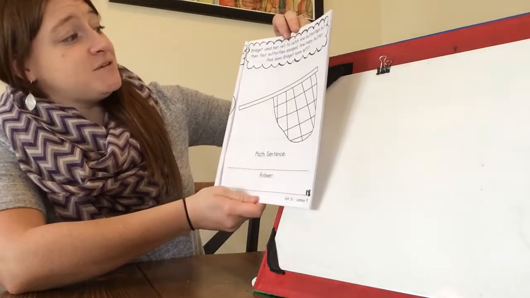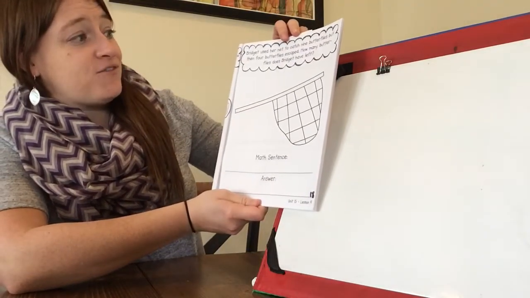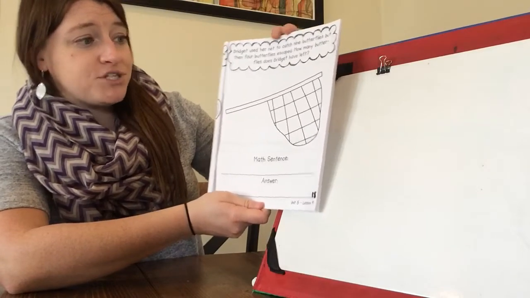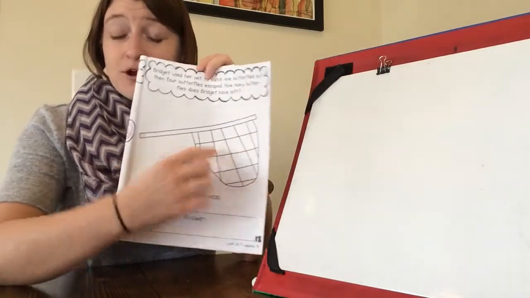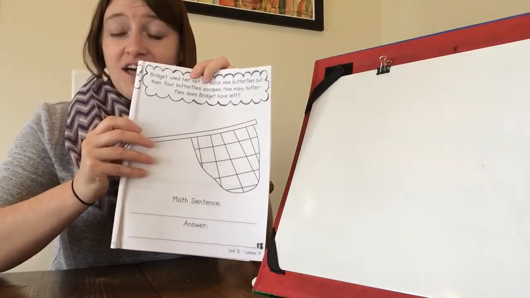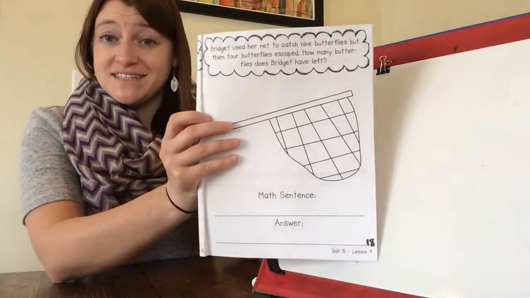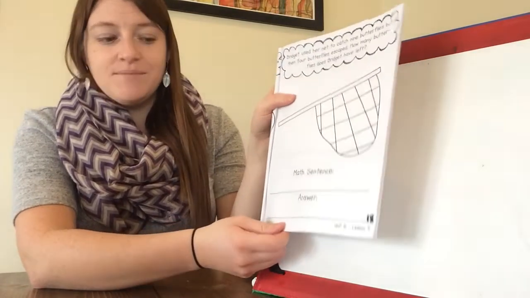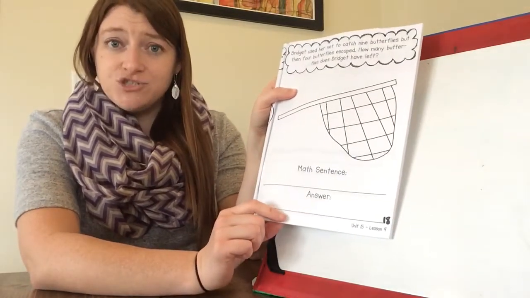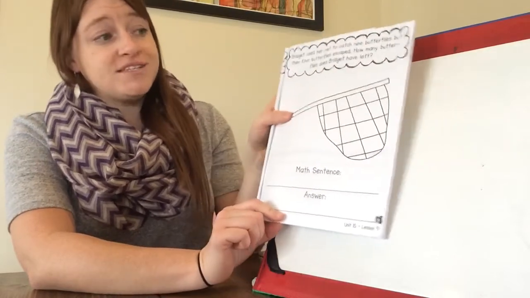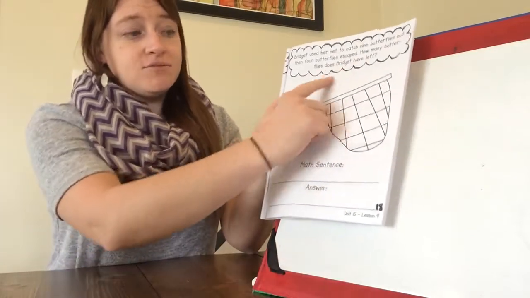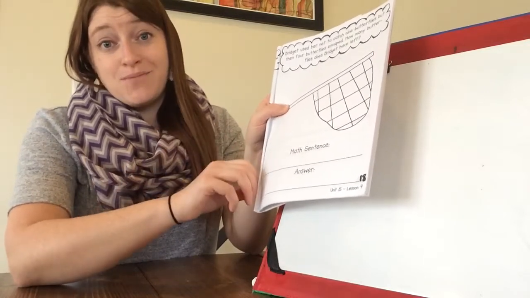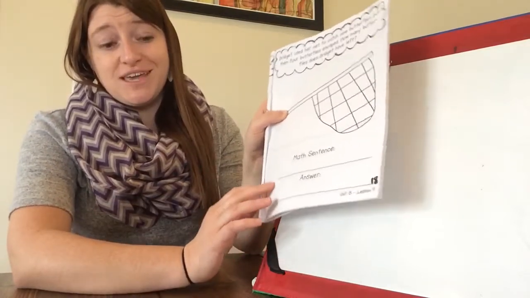It says Bridget used her net to catch 9 butterflies, but then 4 butterflies escaped. How many butterflies does Bridget have left? So you would draw her butterflies inside of the net that she caught, cross off the butterflies that escaped, and then write a math sentence and write your answer like we just did. Sometimes writing the answer is a little bit tricky. One tip I have for you is to try to use the words that are in the sentence to help you. And you can have a family member help you with the sentence part. That's a little bit tricky.